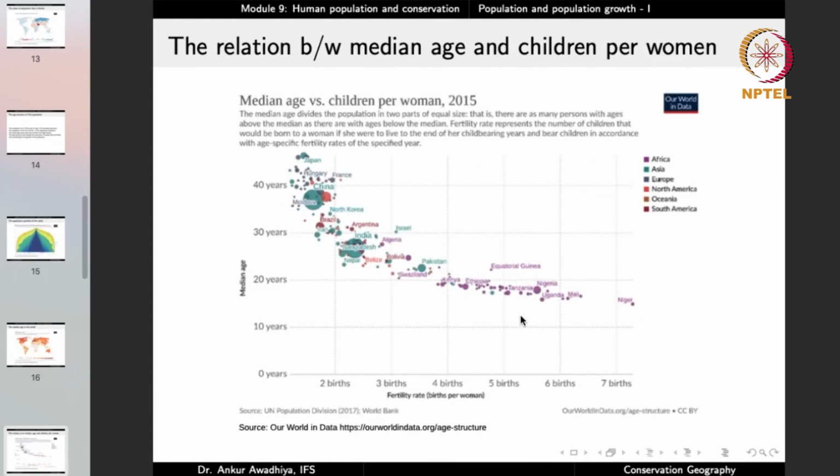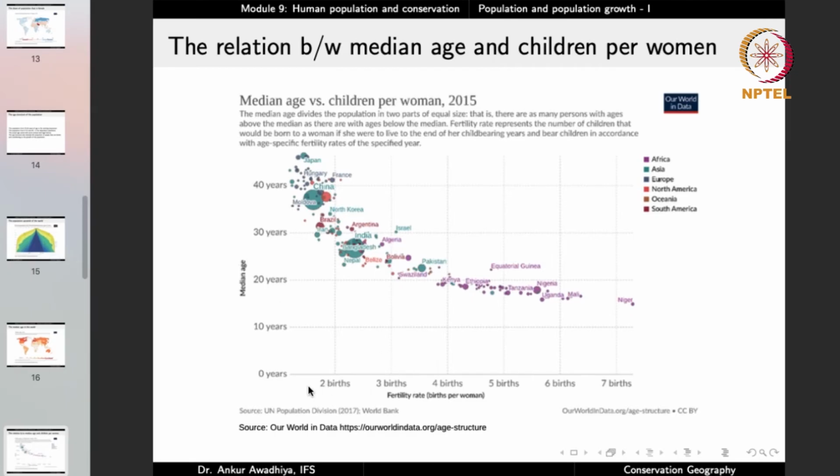Now this has got a lot to do with the growth rate of the population and the number of children that are being born. So if we drew a plot between the fertility rate, or the number of children being born per woman, versus the median age on the y-axis, we'll find that in countries such as Niger, we have more than 7 children on average being born per woman. And in such countries, the median age is very less. It is less than 20 years.